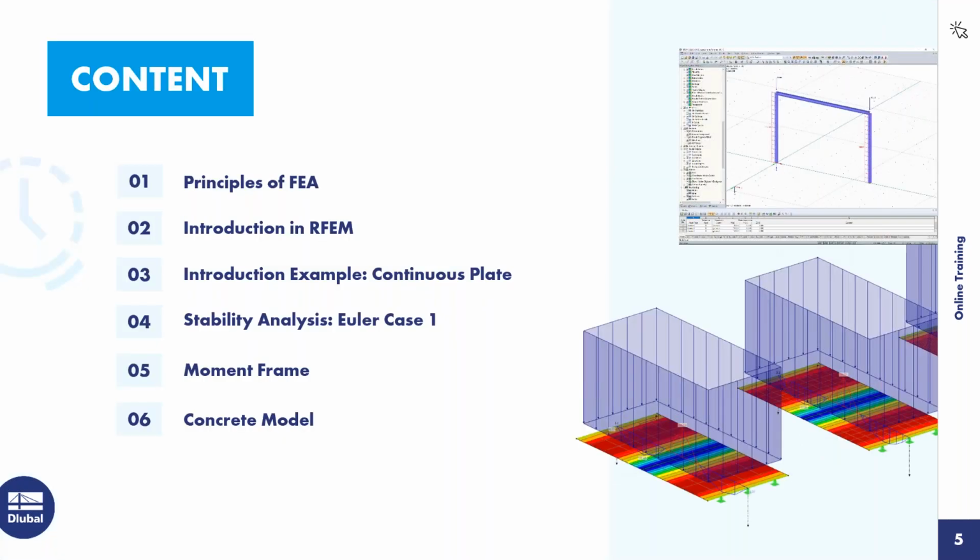So here's the content for today's training. The first subject we'll go over is the principles of FEA software. Then we'll go through an introduction into RFEM, followed by a continuous plate example that will help us learn some of the theories that we'll be going over. Then after that, we'll go over the Euler case 1 example, which will help us learn more about stability analysis. Then we'll go through a moment frame example, and lastly, we'll follow that up with a concrete model example.